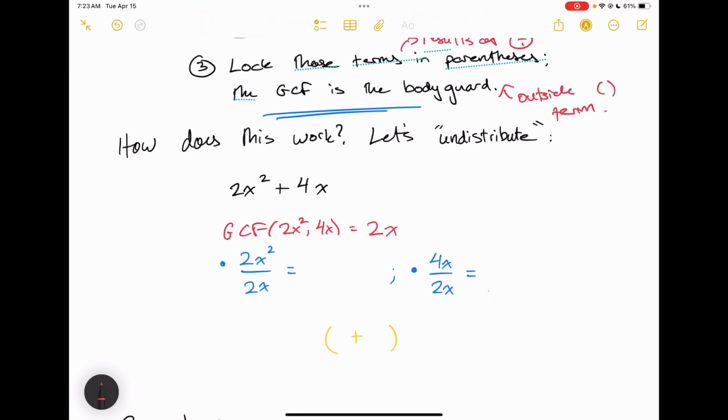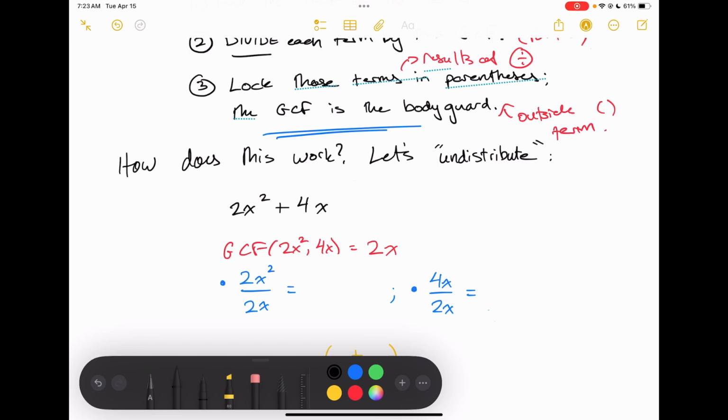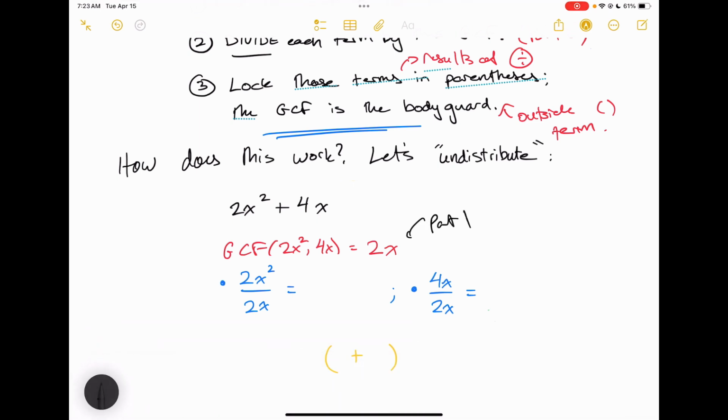In a situation like this one right here, 2x squared plus 4x, we start off with the GCF process. If you don't remember how to do this, refer back to part 1 of factoring. And that's by looking at the numbers. 2 and 4, their GCF is 2. x squared and x, their GCF is x. For the next part, if you don't remember how to do it, go back to part 2 from the videos or the notes. And that's just the division.